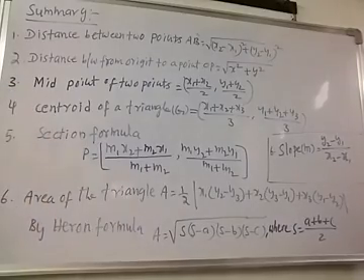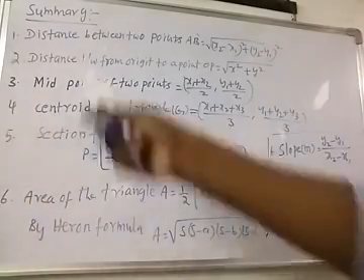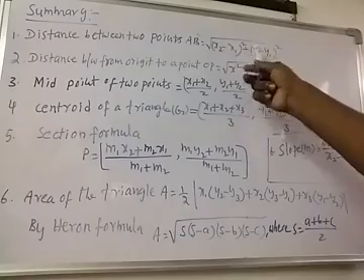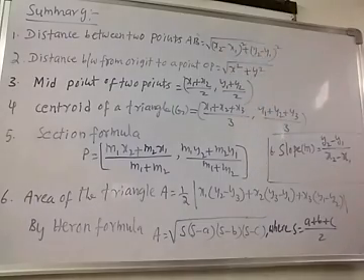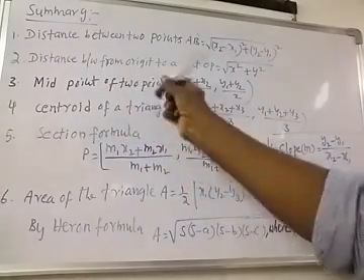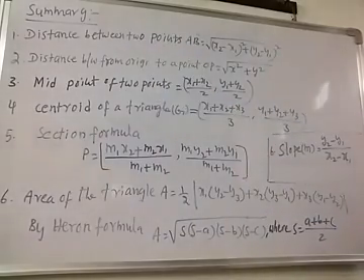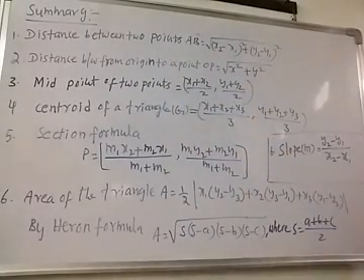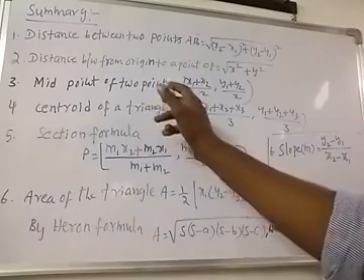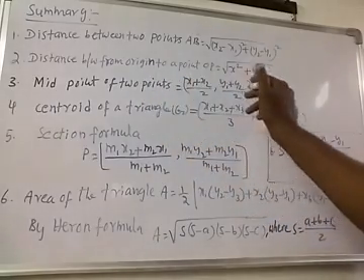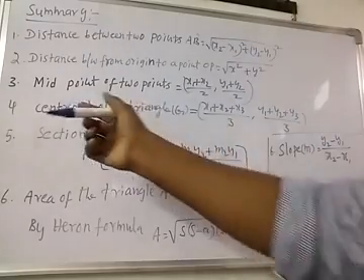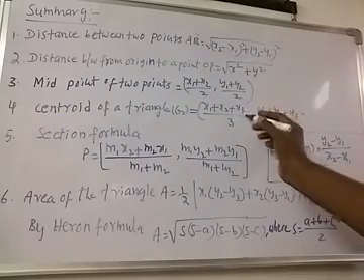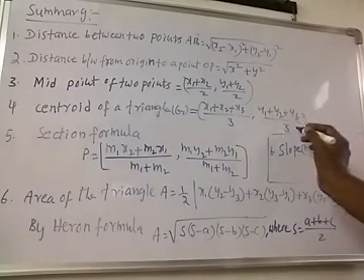Now in this chapter we have learnt the distance between 2 points AB is equal to square root of (x2 minus x1) whole square plus (y2 minus y1) whole square, and also the distance from the origin to a point, OP, is equal to square root of x square plus y square. The midpoint of 2 points is (x1 plus x2)/2, (y1 plus y2)/2, and also the centroid of a triangle G is equal to (x1 plus x2 plus x3)/3, (y1 plus y2 plus y3)/3.